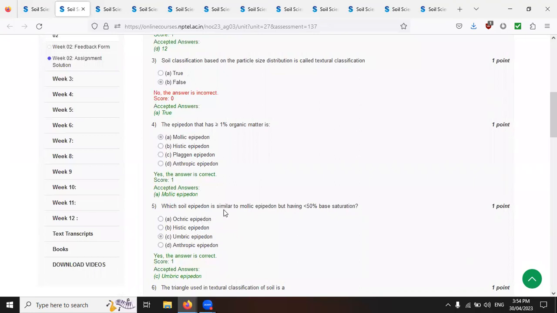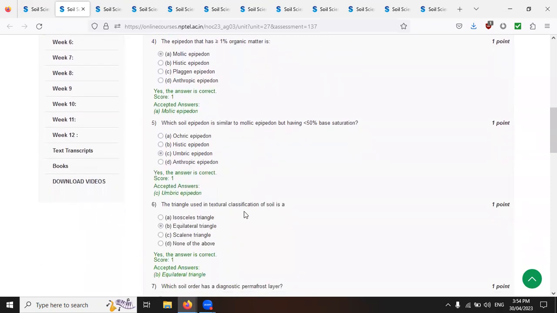Which soil epipedon is similar to mollic epipedon, but having less base saturation? Is it ochric, histic, umbric, or anthropic epipedon? The answer is umbric. The triangle used in textural classification of soil, is it an isosceles, equilateral, scalene, or none of the above? Because you want the nice circles in each one, and they got to fit in the most equal triangle, which is the equilateral.